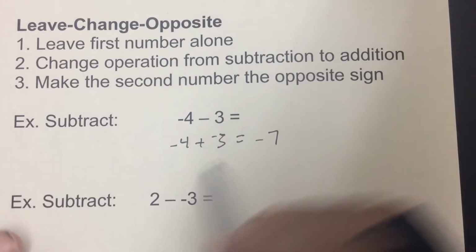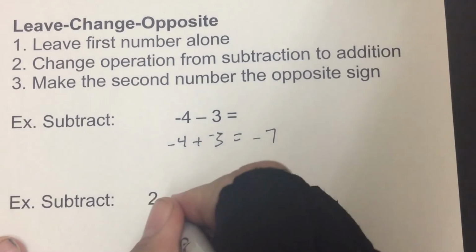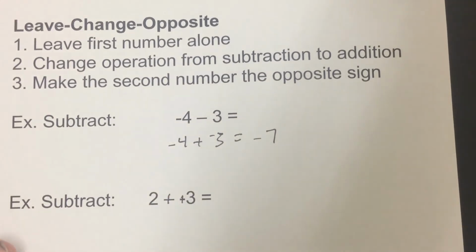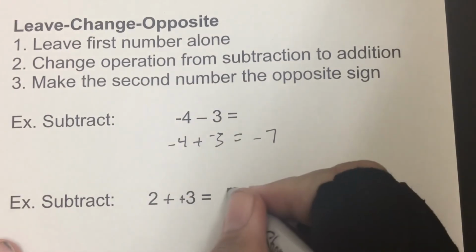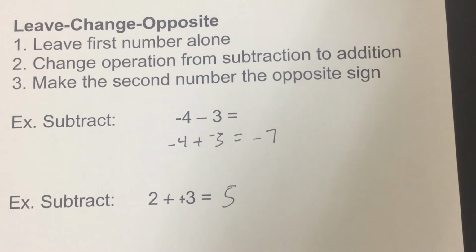Here, leave change opposite. If we're subtracting a negative, it's the same thing as adding a positive. So 2 plus 3 would be 5. If we take negative 3 away, we're really adding in 3 positives.